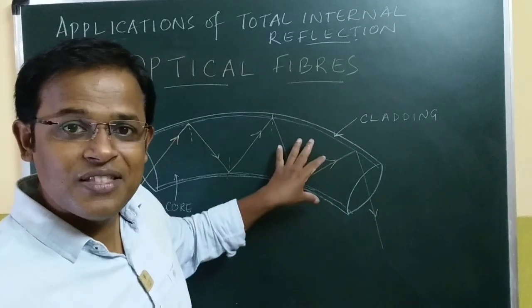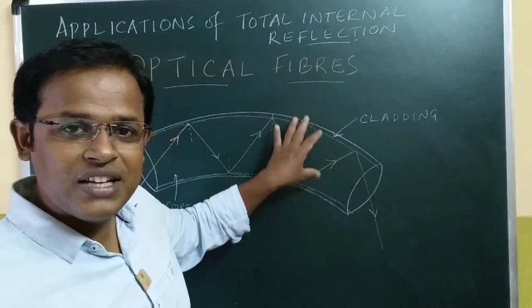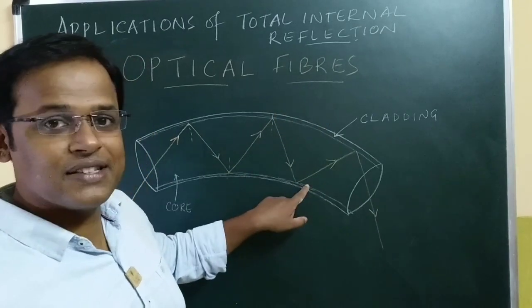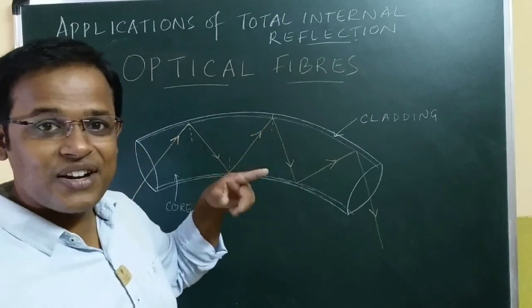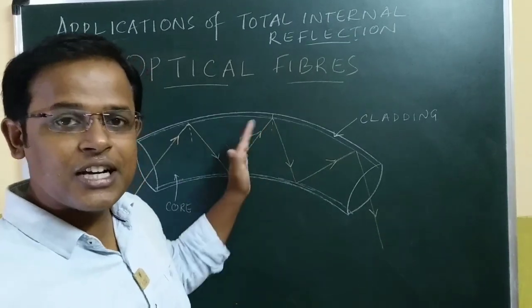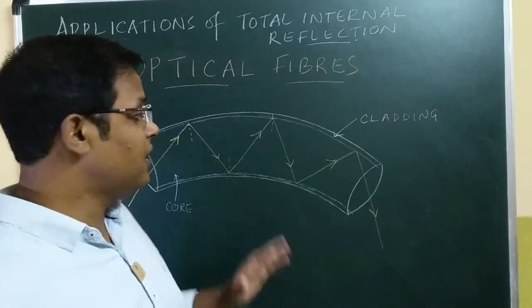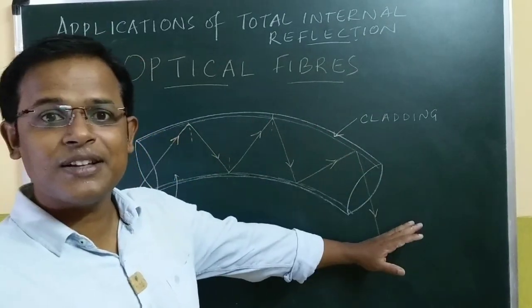Once again I repeat, the refractive index of the core is generally made higher than the refractive index of the cladding. So if the angle of incidence is greater than the critical angle, it undergoes multiple reflections within the fiber itself, and hence it comes out of the other end.